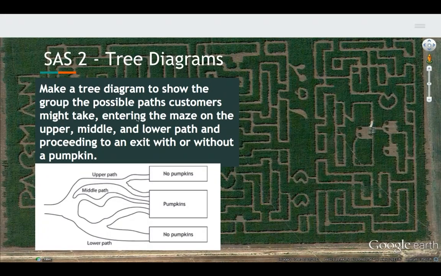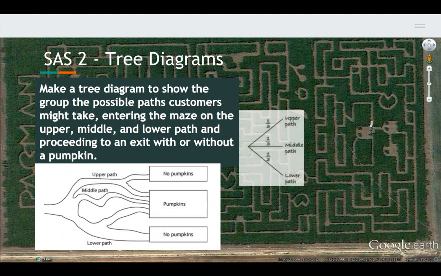So we're going to make a tree diagram to show the group the possible paths customers might take, entering the maze on the upper, middle, and lower path, proceeding to an exit with or without a pumpkin. This is the first pathway outside of the entrance to the corn maze. So you have 3 different pathways. If we randomly select a pathway, there's a 1/3 likelihood we would choose one of the 3 paths. 1 of 3, hence 1 divided by 3.